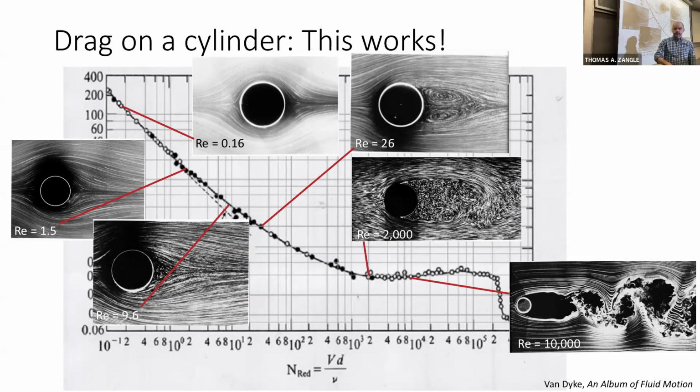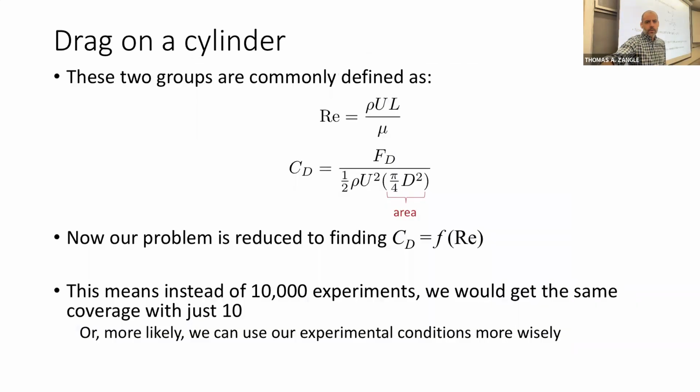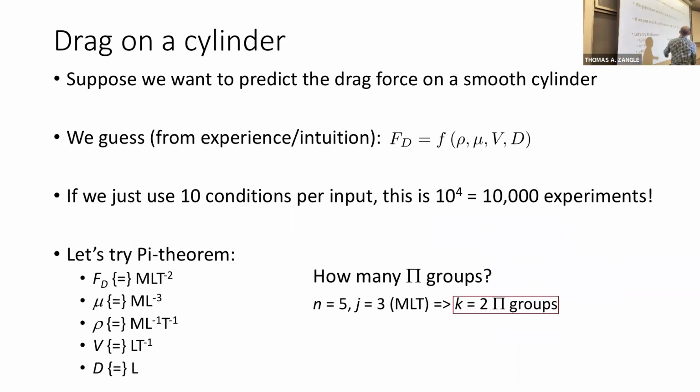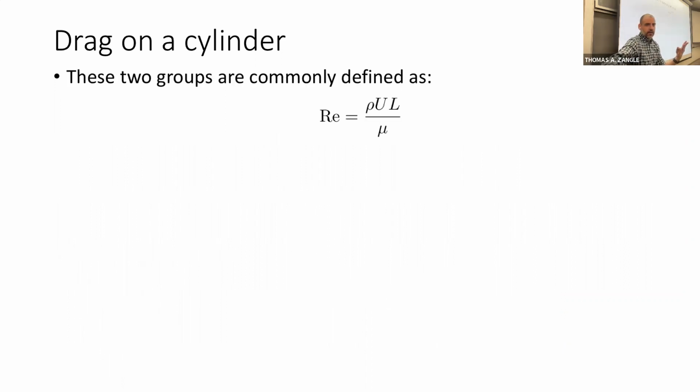Let's just go back two slides. Okay. So if we now had drag force for a rough cylinder, a function of rho, u, v, d, and epsilon, right? So we added another variable. Now n would be 6. We still have 3 dimensions. So we now have 3 pi groups to describe this problem, right? And those pi groups would probably be defined as Reynolds number, coefficient of drag, and that non-dimensional roughness, epsilon over d.